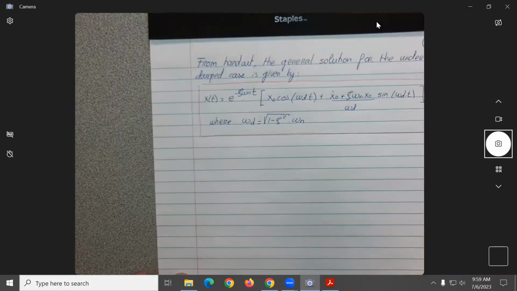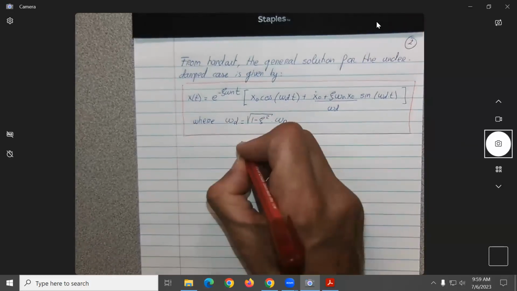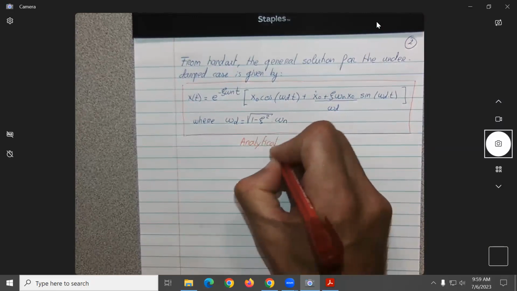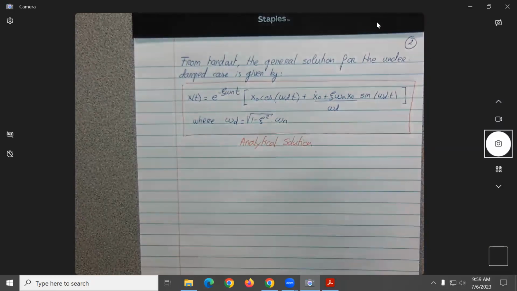Okay, so this should be basically the analytical solution. All right, so let's call it here. Again, I'm not rederiving the equation. I'm just giving it to you, okay?